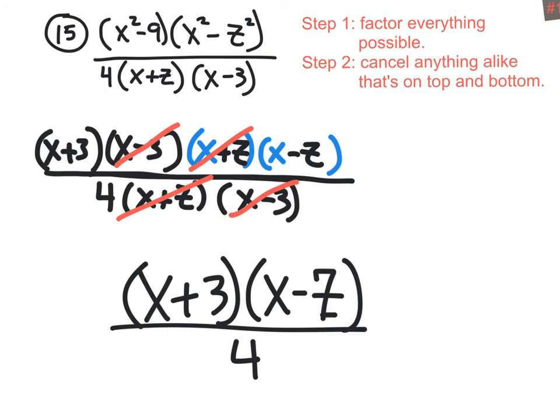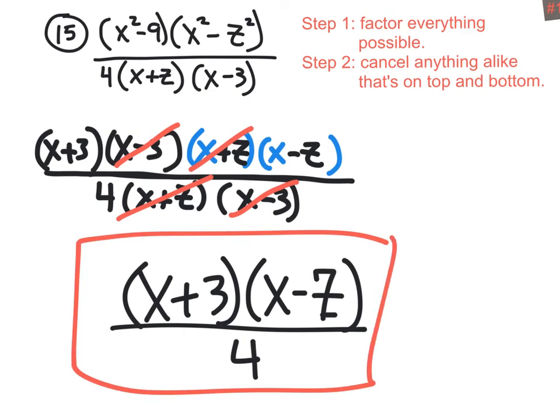Now if I asked you, are there any values for x that would mess this fraction up, that would make it undefined? The answer is no. So you don't have to say, but x can't be negative 3 or something like that, because there's no way you're going to end up with 0 in the denominator. So this is your only answer. You don't have to say anything else about it.